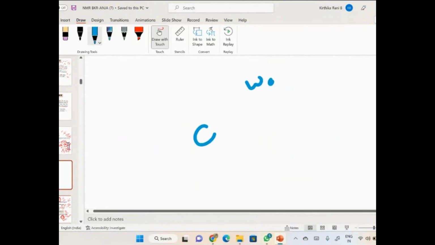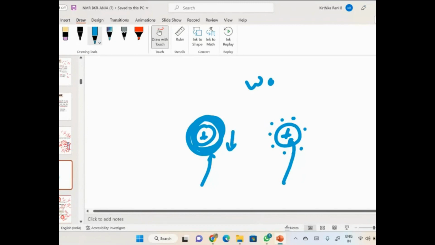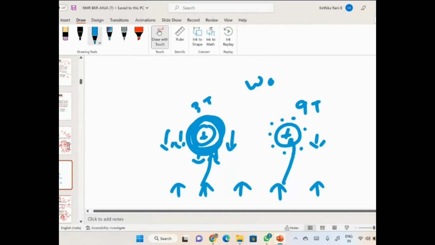So what did we see now? Around one nucleus there are more electrons, and around the other nucleus there are fewer electrons. So the field which B0 experiences goes inside here, and here there is a lot of opposition. When I have an external magnetic field, I have a lot of opposition here, but here the opposition is less. Suppose I'm experiencing 3 Tesla here and 9 Tesla here, so I'll have greater splitting here and less splitting here.